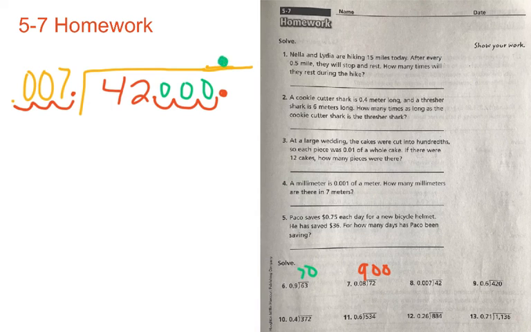Now what I have is, 7 can go into 4? Nope, it can't because it's larger. 7 can go into 42. Yes, 7 can go into 42 6 times. Okay, 7 times 6 is equal to 42. And 42 minus 42 is 0.